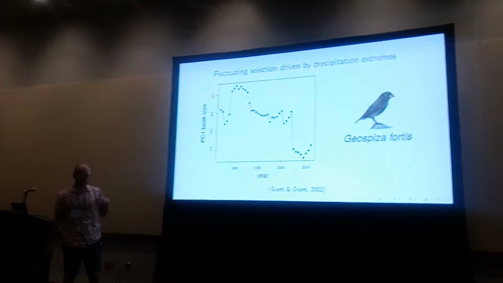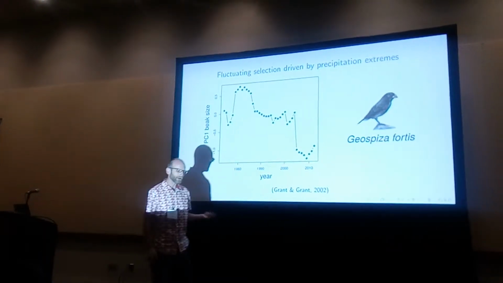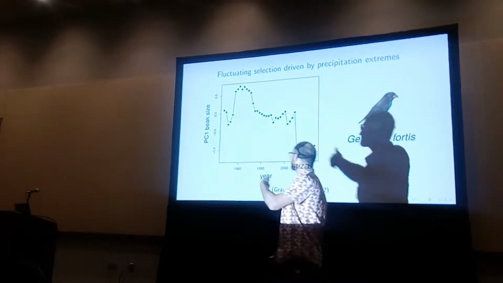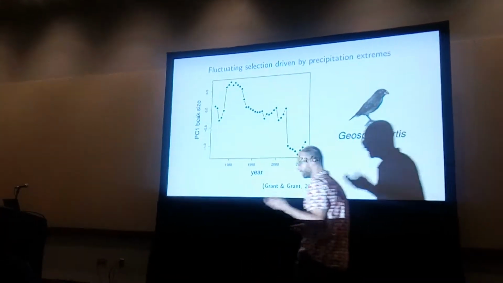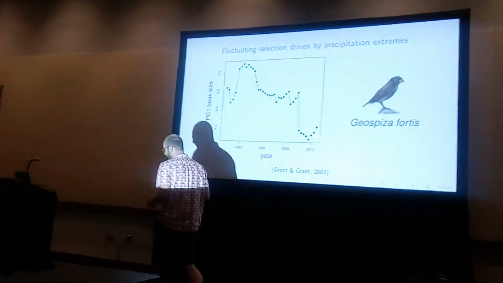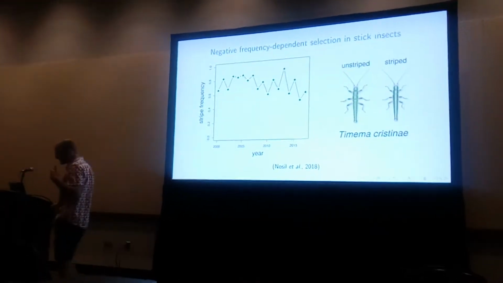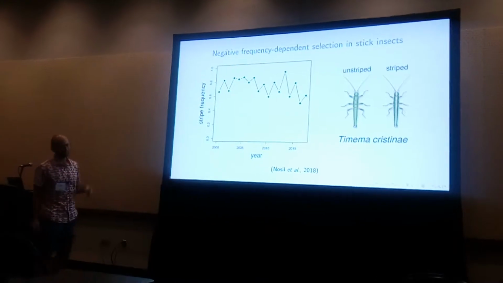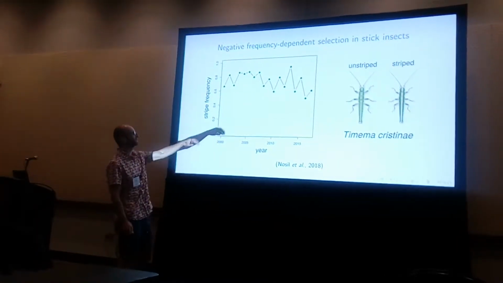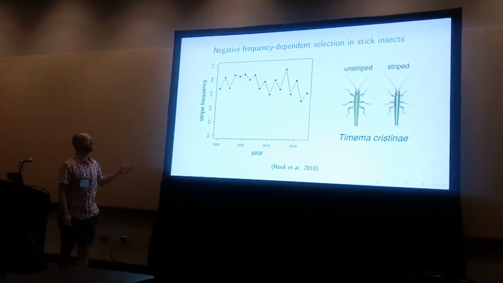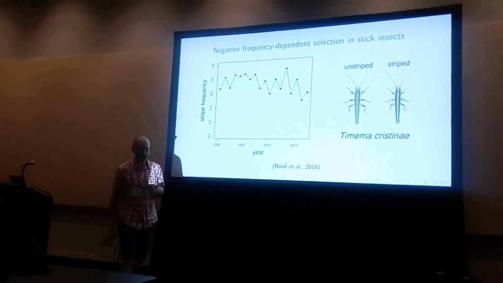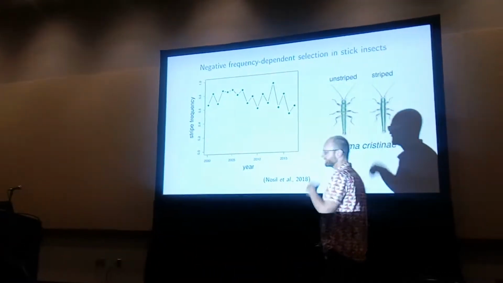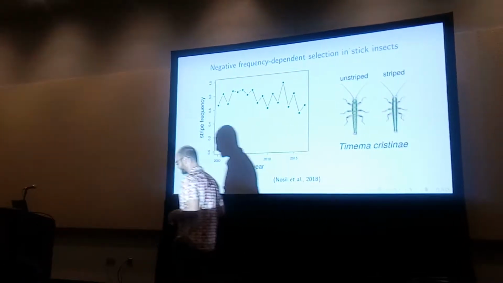Now this can occur because of shifts in the abiotic environment, such as when extreme precipitation events across time drive selection for larger or smaller body size in Darwin's finches. It can also involve things like antagonistic coevolution or cases of negative frequency-dependent selection, as we see in Timema cristinae stick insects, where even though one morph is generally more cryptic on one of two different host plants, they become really common and get selected against, and you get fluctuations like you see here.